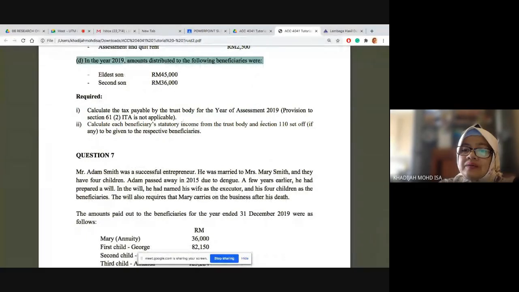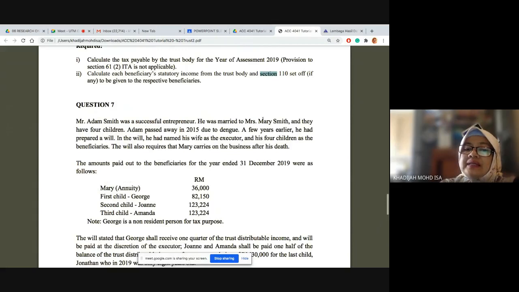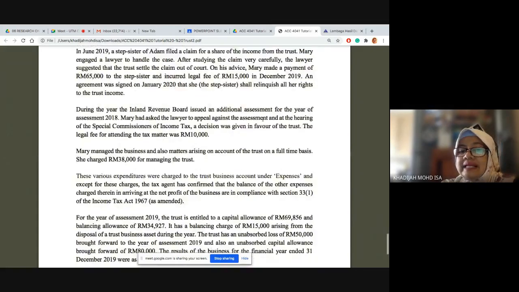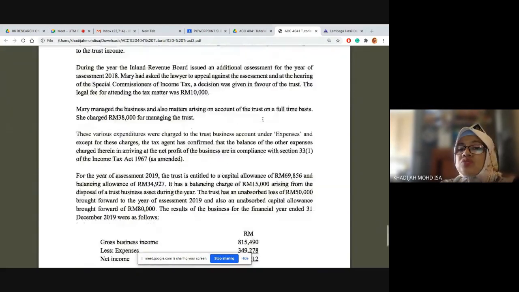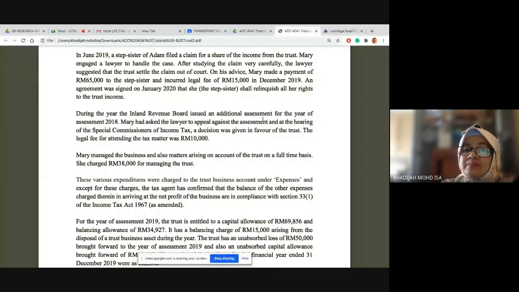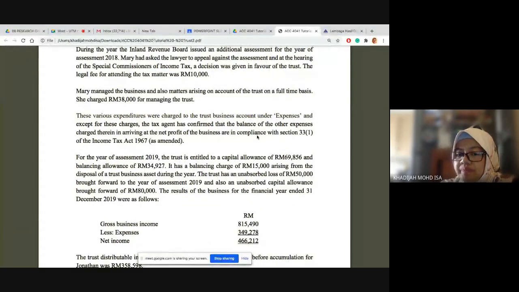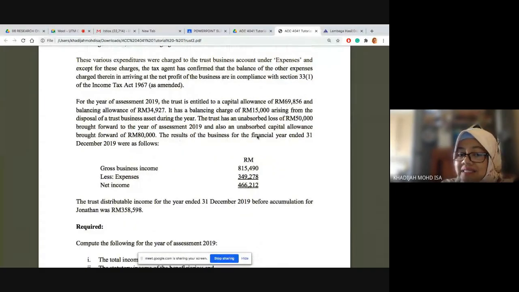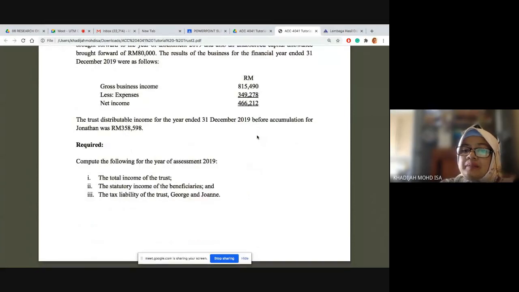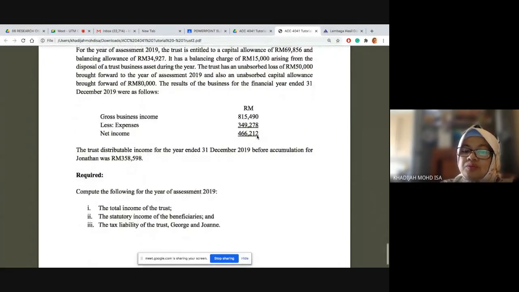What happens is that with regard to the proviso, one is not applicable. It means that tax is at the trust level. When tax is at the trust level, you are going to give section 110 set-off, a tax credit, to the beneficiaries. And question number 7 is the most challenging, because they have a story behind it. You have to decide whether the expenses incurred here are business expenses, whether they are deductible or not. So you have to compute the adjusted income from the business plus other income, and then you work it out.